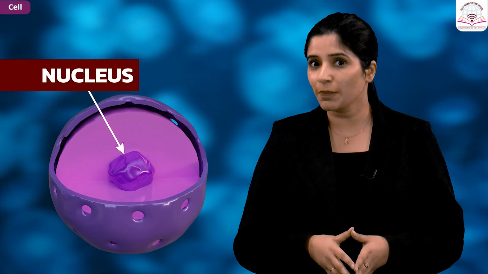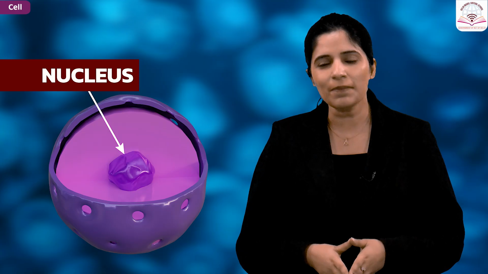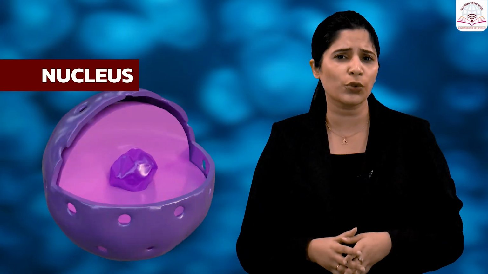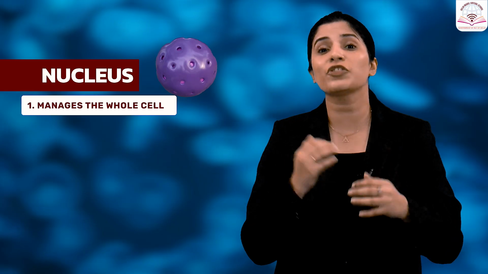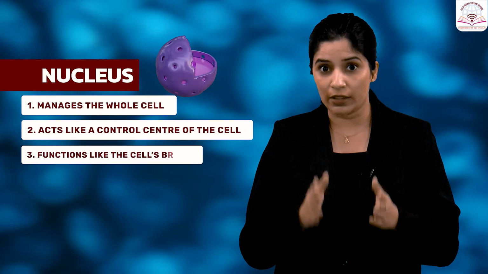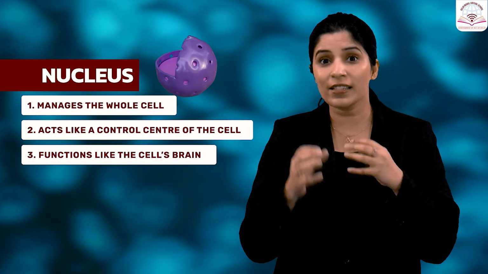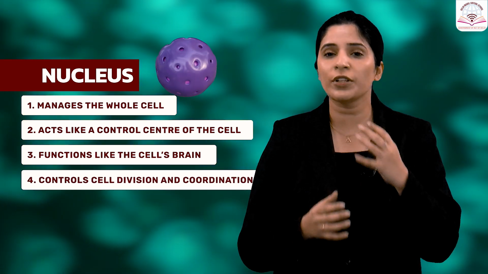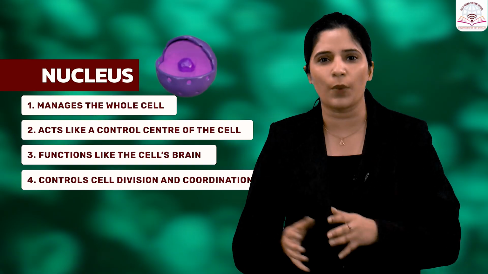If the cell were a school, the nucleus would be the principal's office. Do you know why? Because it's the boss. Just like the principal manages the whole school, the nucleus manages the whole cell. It acts like a control center of the cell. It is the brain of the cell. It decides what happens inside the cells, how the cell functions, how it grows, and even when it divides.